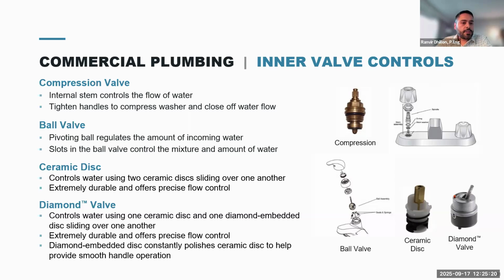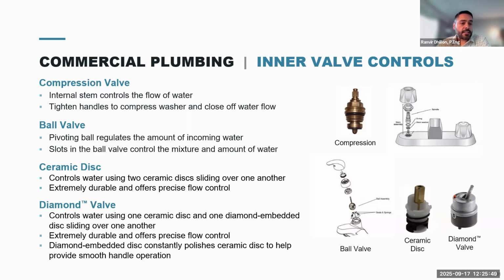Then you have ball valves. So these are typically washerless ball valves, a pivoting metal or plastic ball that's used to regulate the amount of incoming water. So typically it'll have three holes in the ball. Two will be incoming, one will be outgoing water to the faucet spout. And depending on the position, those balls will align up so you can change the amount of hot and cold water entering and exiting through the outlet.